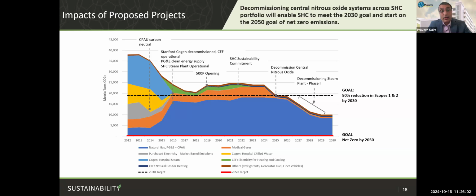Medical gases are 25% of our carbon footprint. 93% of that carbon footprint is coming from nitrous oxide. 90% of the nitrous oxide is leaking from our systems. If we can control that 90% leakage problem of nitrous oxide, we can significantly reduce our carbon footprint from nitrous oxide, and that will dramatically reduce our net Scope 1 emissions carbon footprint.